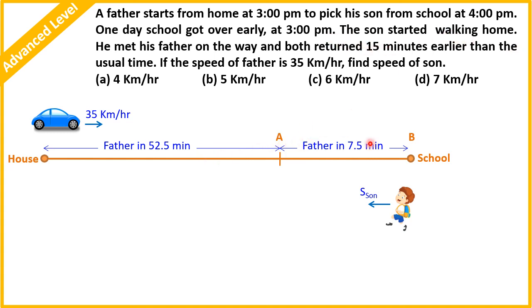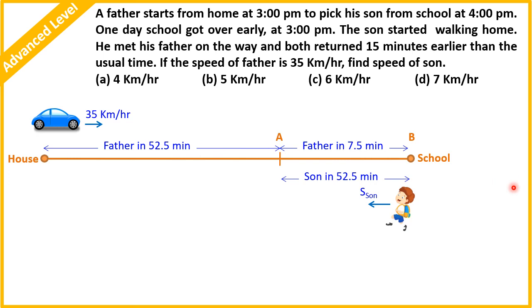That means 7.5 minutes are saved on the onward journey and 7.5 minutes are saved on the return journey of the father. So father has taken only 52.5 minutes to reach from house to point A. At the same time, when the father left the house at 3 p.m., the son also started walking towards the house at 3 p.m. So this distance from B to A, the son has traveled in 52.5 minutes, in the same time in which the father has traveled the distance from house to point A.